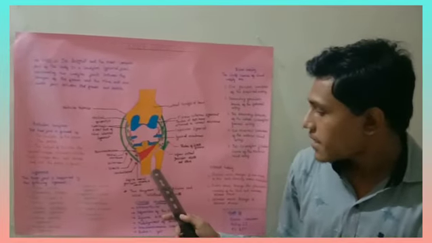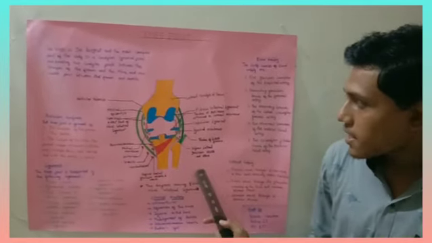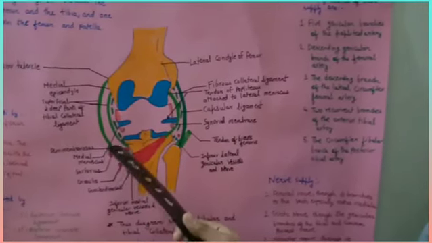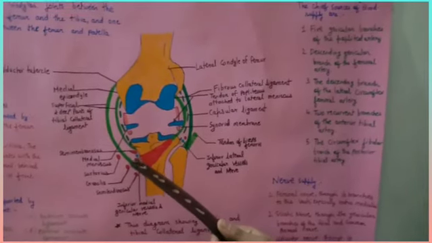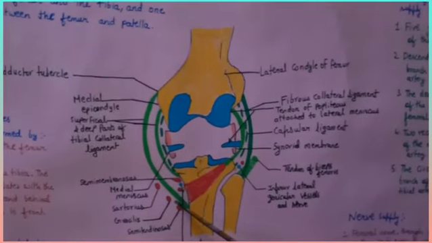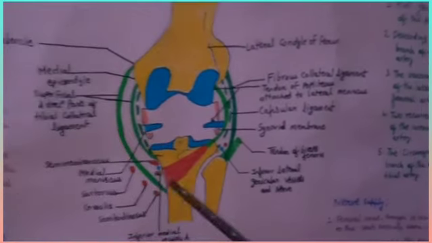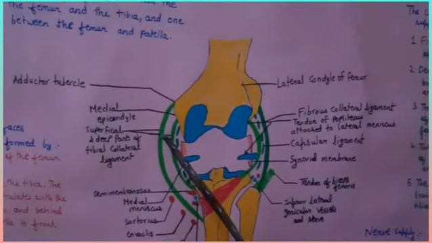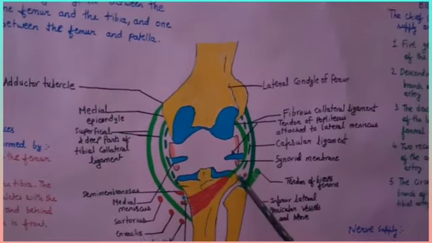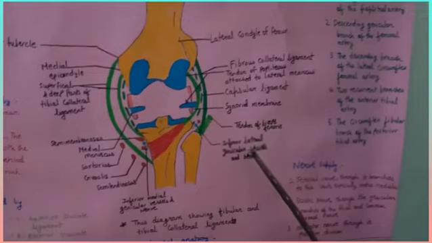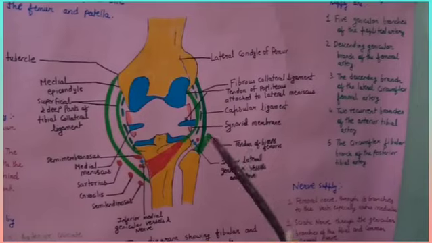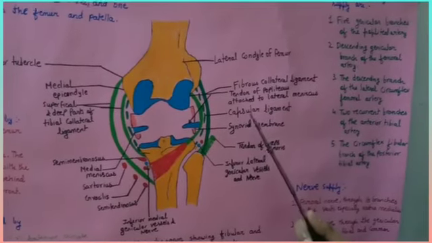Now you can see here a diagram showing fibular and tibial collateral ligaments of the knee joint. This is sartorius. This is semimembranosus. These are muscles present in the structures. Here you can see the inferior medial genicular vessels and nerve. These are the superficial and deep parts of tibial collateral ligament. These are inferior lateral genicular vessels and nerve. This is the tendon of biceps femoris. This is capsular ligament present in between knee joint.